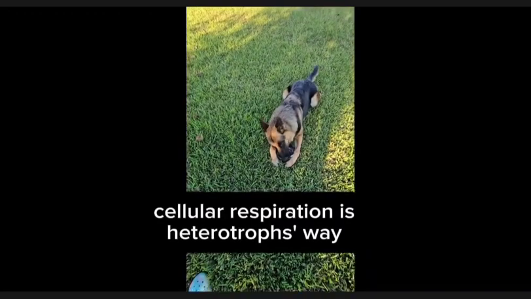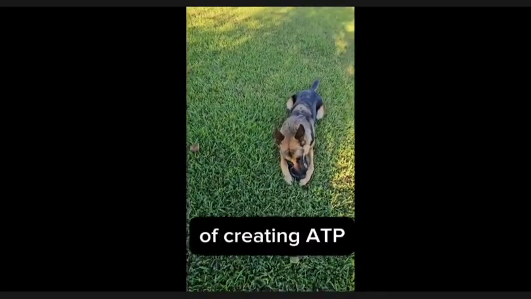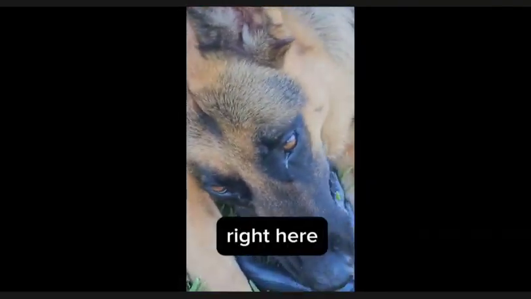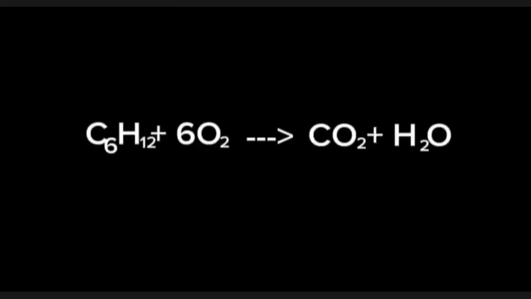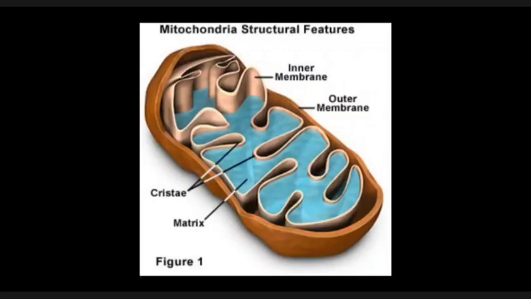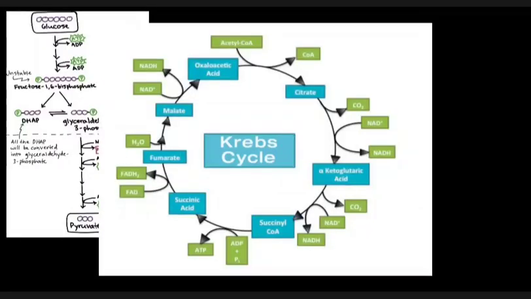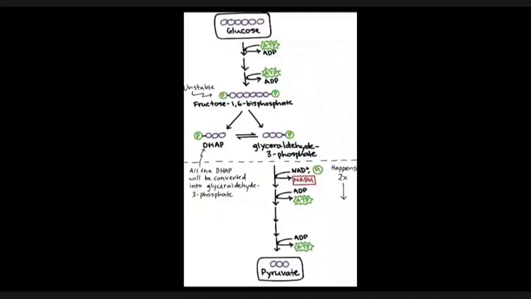Cellular respiration is heterotroph's way of creating ATP. This little booger right here does cellular respiration. The equation for cellular respiration is this. The reactants are glucose, 6 molecules of oxygen. The product is ATP. The reaction takes place in the mitochondria and goes through the steps of glycolysis, the Krebs cycle, and the electron transport chain.